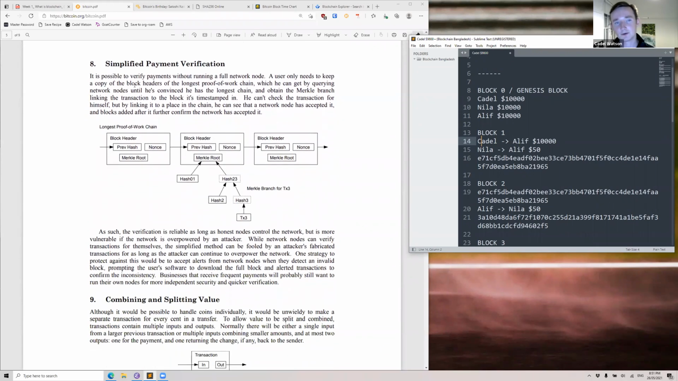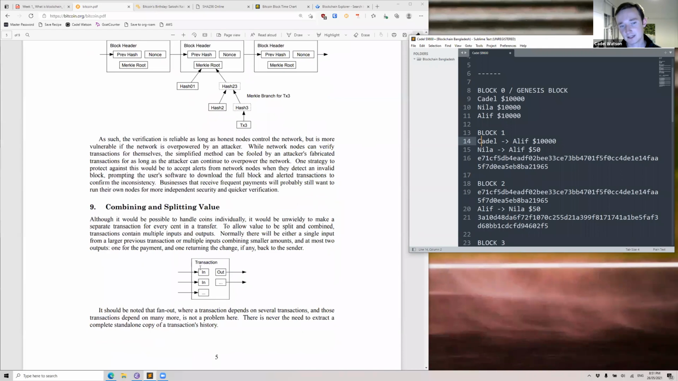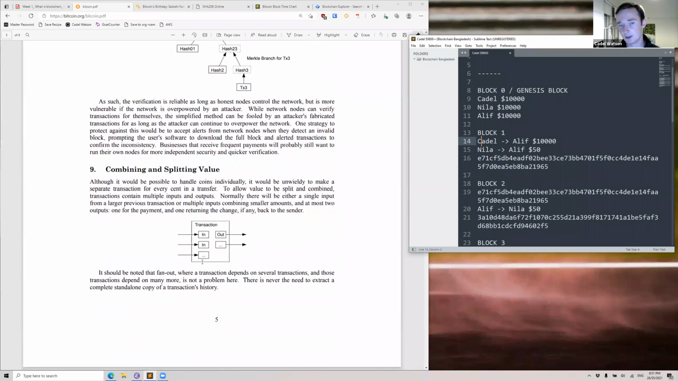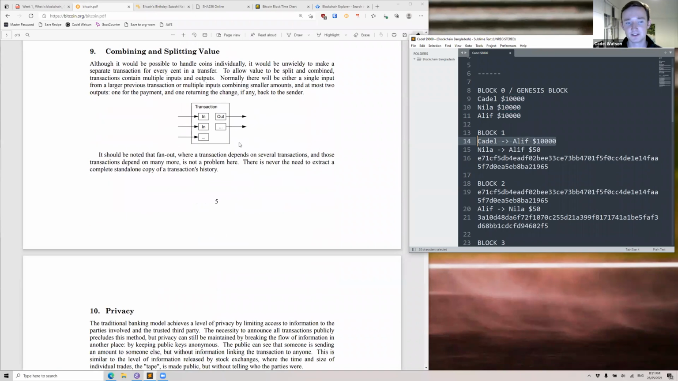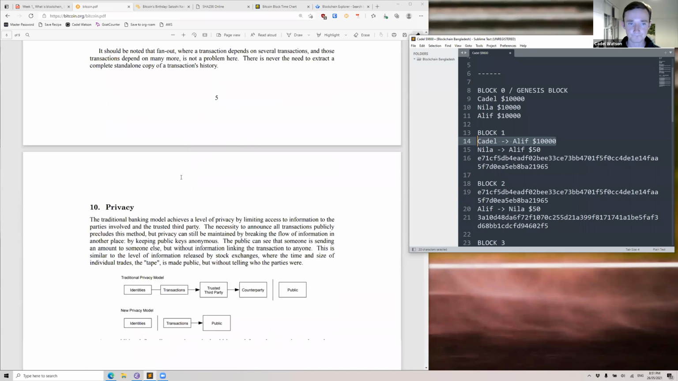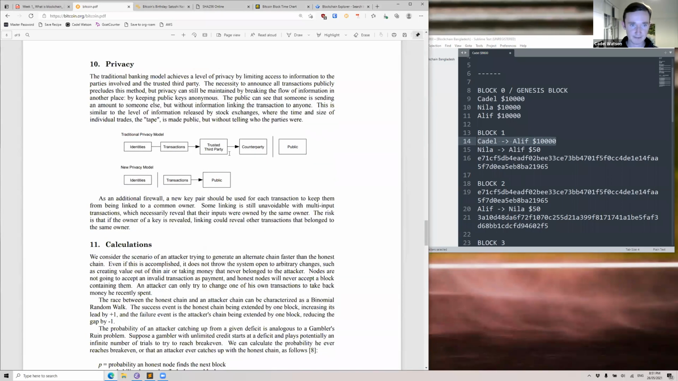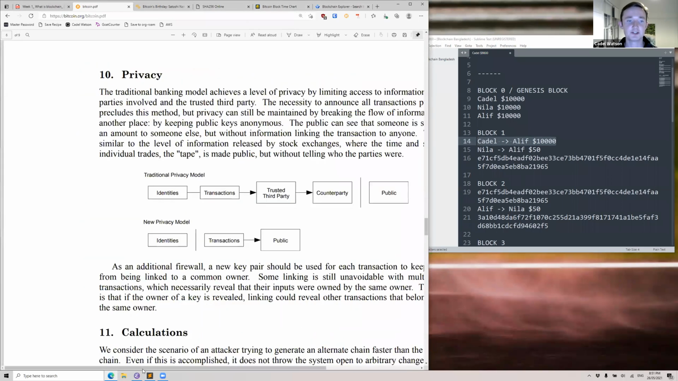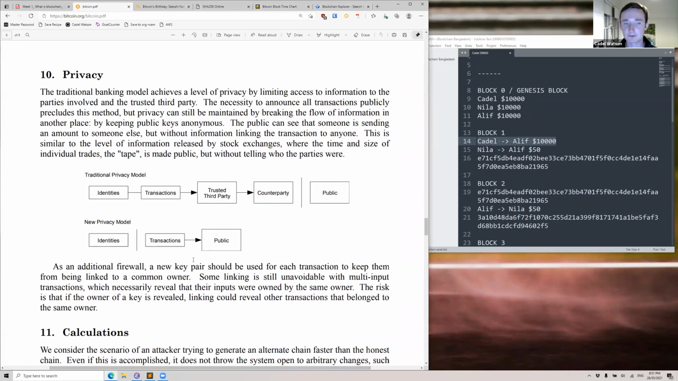And then finally, it talks about some Bitcoin-specific stuff, like how the actual coin transfers work. It's a bit more complicated than just transactions like this, but it's not really relevant, so you can skip over that part if you want. It then talks about the difference between the traditional privacy model, so how a bank would work, and the new privacy model of Bitcoin.